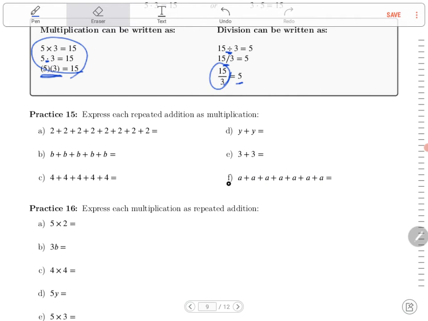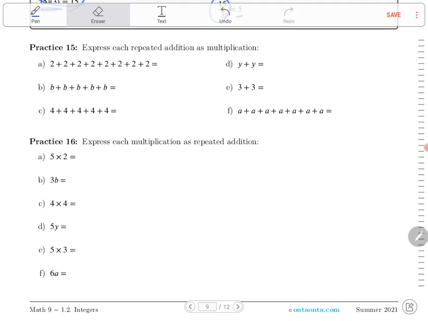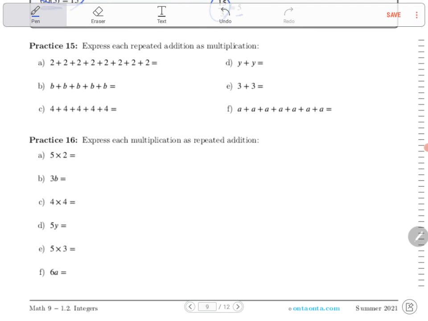Let's clear this and look at some problems from practice set 16. Now, express each multiplication as a repeated addition. So we saw in practice 15, we were given a repeated addition. We have to make it a multiplication. In this case, we already have the multiplication, and we want to see what additions are signified by it. So what are the additions that are going on in this multiplication? So let's start with a. The problem is 5 times 2. So the number 5 is what's being multiplied, and 2 is what it's being multiplied by. So 2 is going to tell us how many times the number 5 is being added. How many times? 2 times. So 5 times 2 equals 5 plus 5. 2 5s.